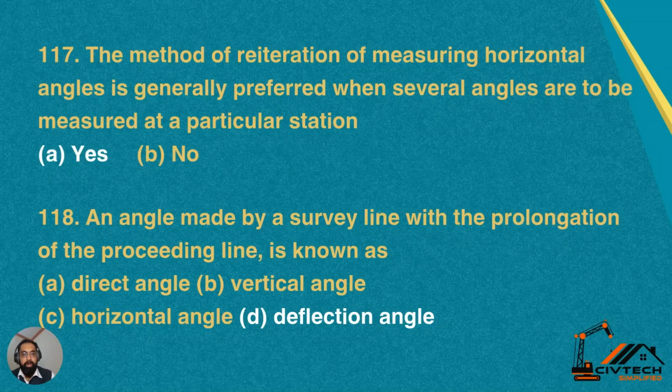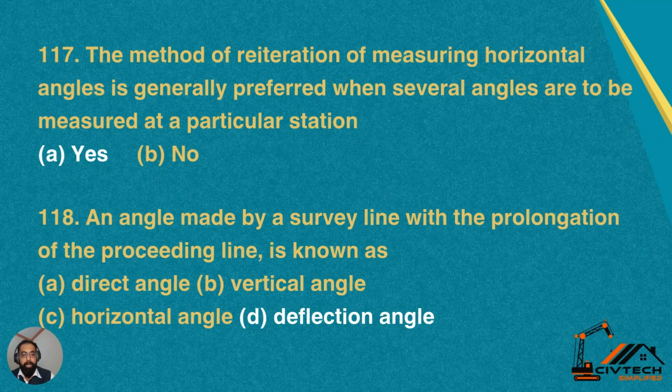117. The method of reiteration of measuring horizontal angle is generally preferred when several angles are to be measured at a particular station. Option A is yes and option B is no. So yes, the method of reiteration is generally preferred when several angles are to be measured at a particular station. जब एक स्टेशन के ऊपर एक से ज्यादा एंगल्स आपने मेजर करने हों तो ये मेथड यूज होता है। So A is the correct answer, which is yes.